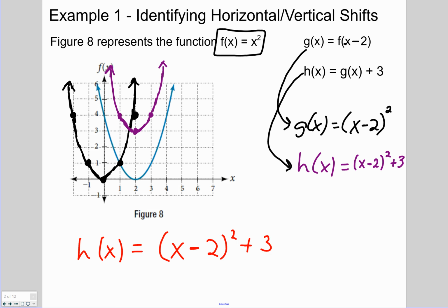Okay, go back to my one here, my original parent function. All right, this is just x squared. When you see this minus 2, what were we thinking? 2 to the right. And this plus 3, we thought 3 up. Okay? So now, watch. 2 right, 3 up. There it is.